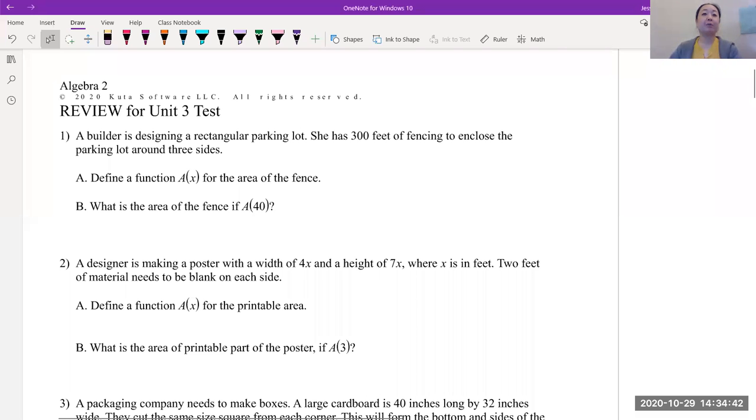Hi everyone. So we're getting ready for the Unit 3 test. So our last test of the quarter. Congratulations, we're almost there. So here's the review. Remember, this is found in Canvas.